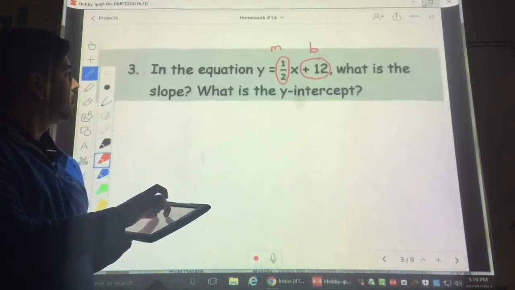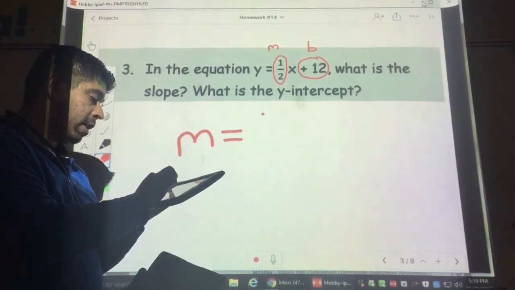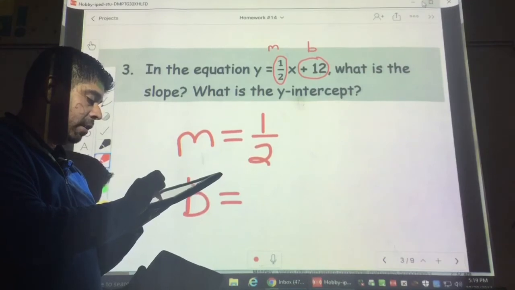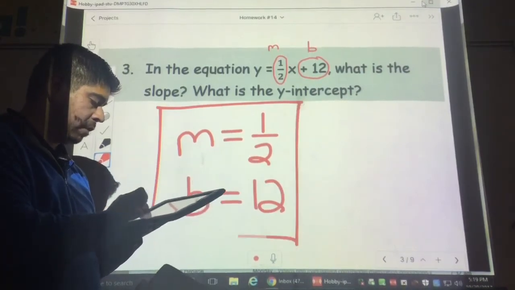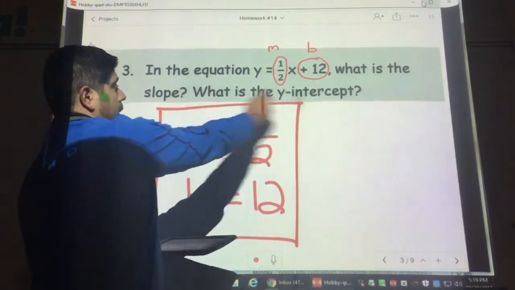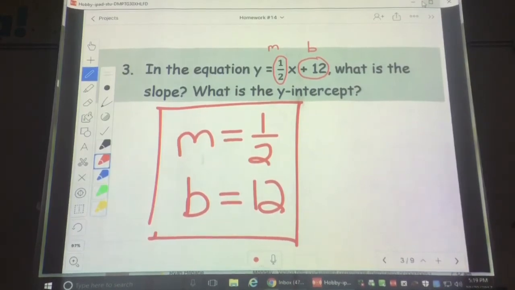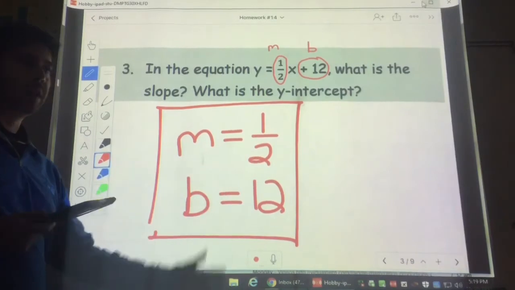Alright? So you can put m equals 1/2 and the lowercase b equals 12. These are your answers. That's all it's asking for. Slope, and then the y-intercept. So that's all you have to put. You don't have to put anything else. If you wrote out slope equals 1/2, that's fine. If you wrote out y-intercept equals 12, that's okay too.